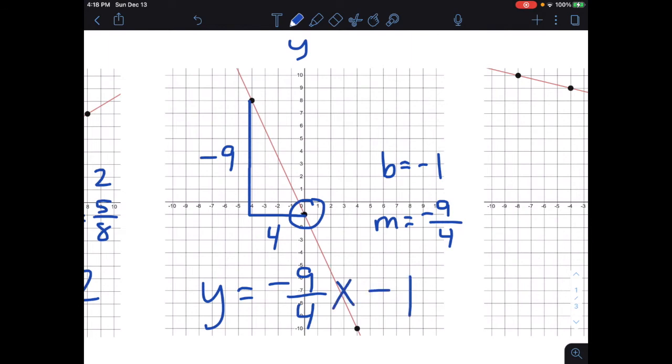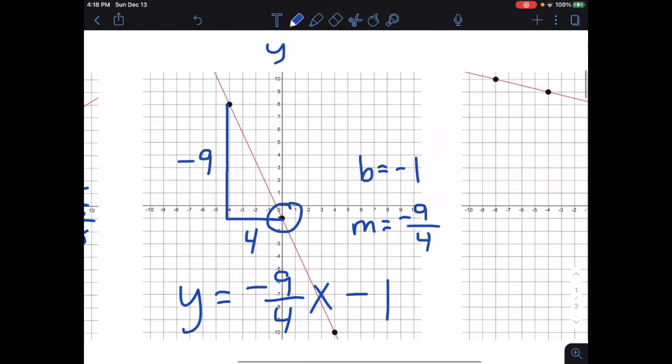So I wrote minus 1 because it's -1. Some people like to write plus -1, and I find that a little bit confusing because you end up with too many symbols, so we can just write it as -1 instead of plus -1.